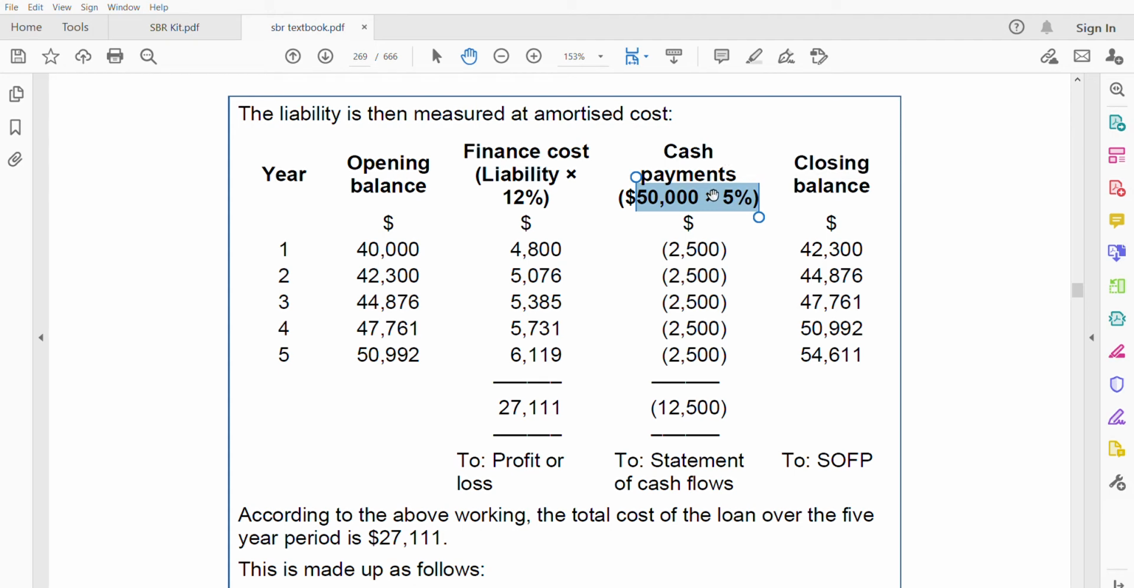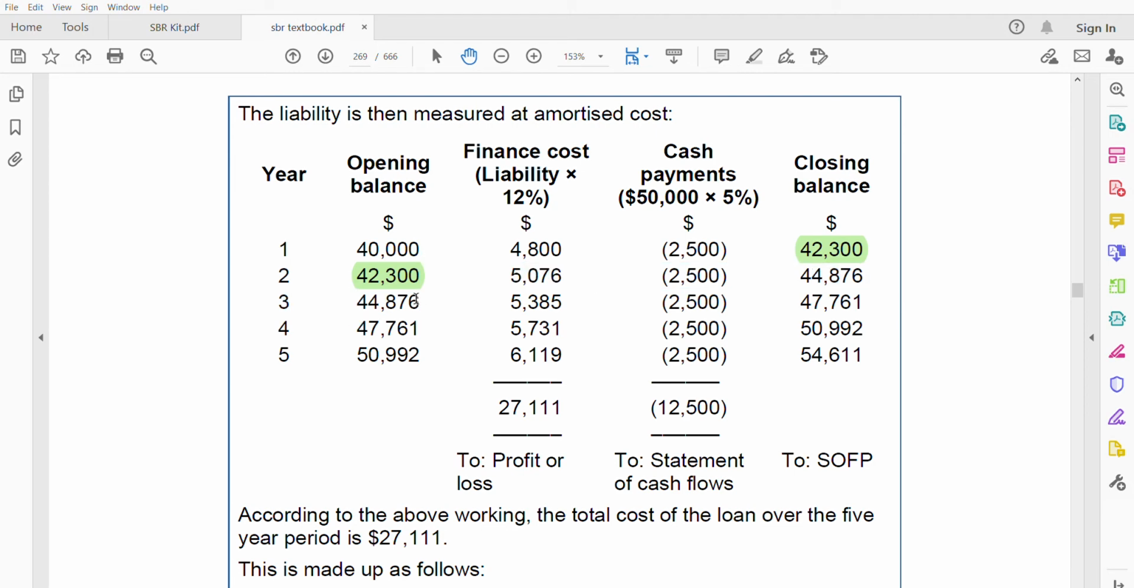That's why it's 2,500 each year. Then you find the closing balance, 42,300. Now if you see, this closing balance for the first year becomes the opening balance for the next year, and this closing balance for the second year becomes the opening balance for the third year.